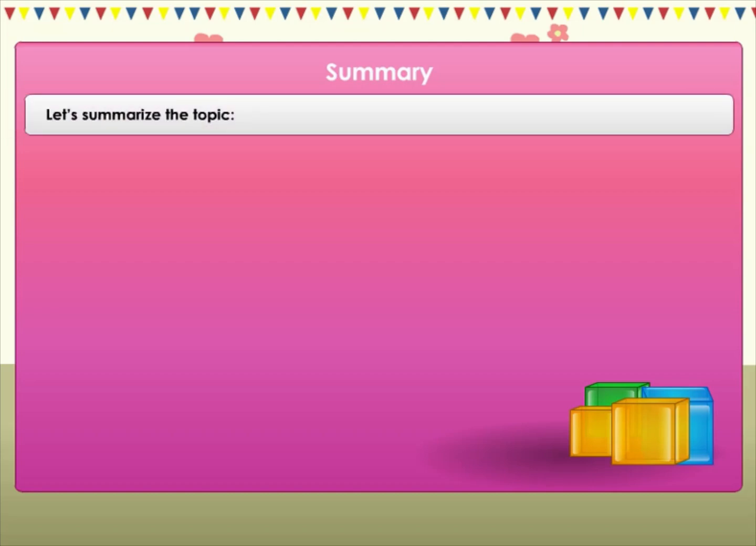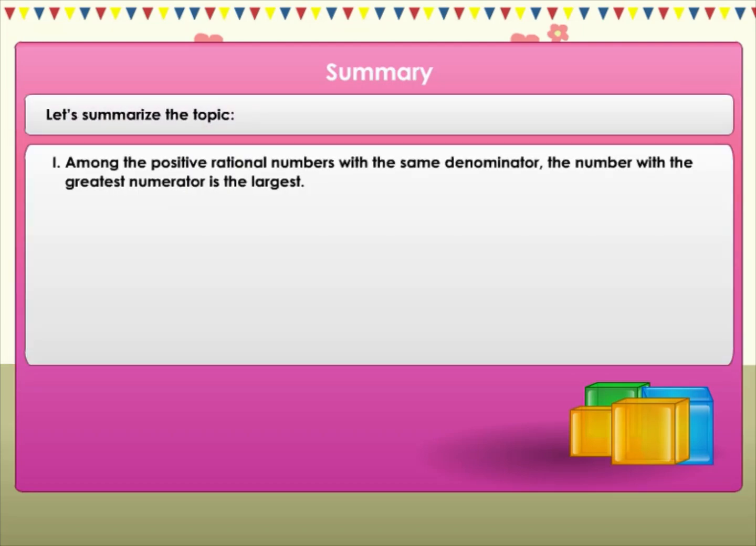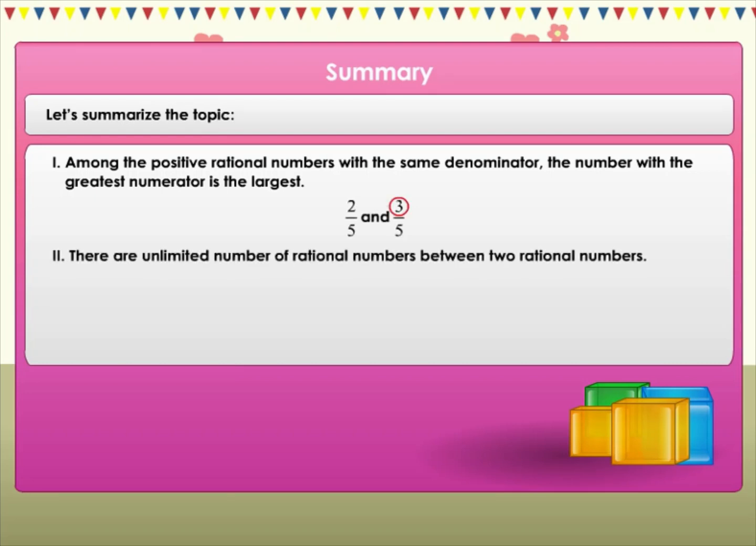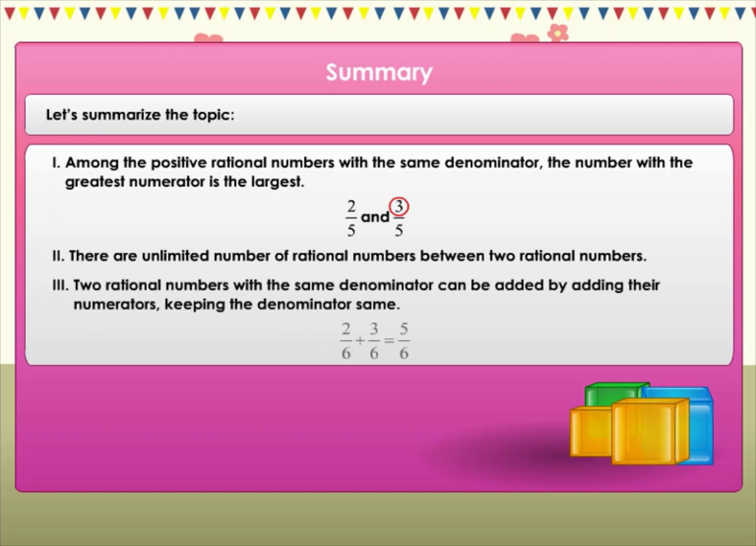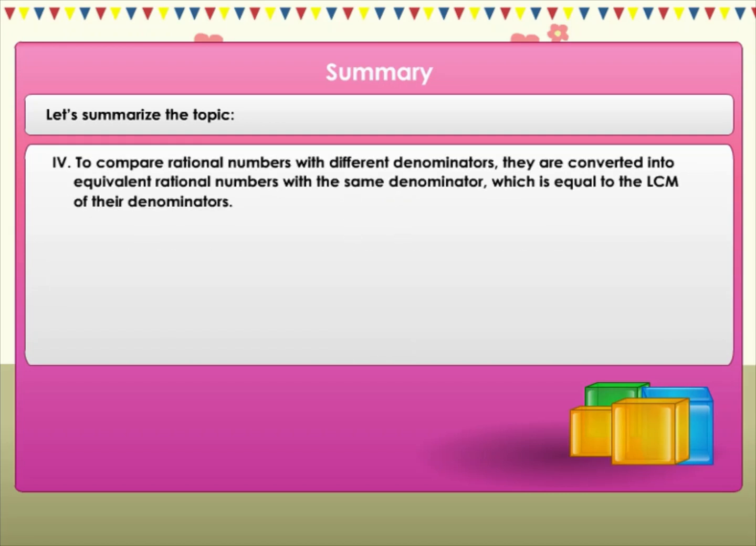Summary. Let's summarize the topic. Among the positive rational numbers with the same denominator, the number with the greatest numerator is the largest. There are unlimited rational numbers between two rational numbers. Two rational numbers with the same denominator can be added by adding the numerators, keeping the denominator the same. To compare rational numbers with different denominators, they are converted into equivalent rational numbers with the same denominator, which is equal to the LCM of the denominators.